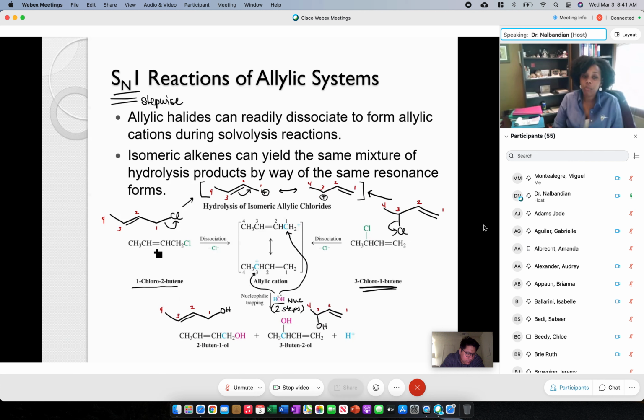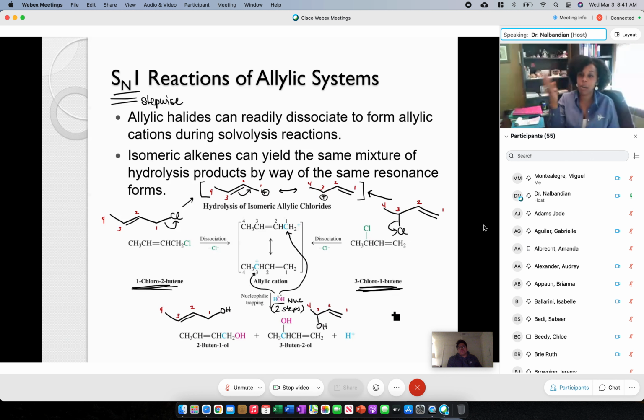So it doesn't matter if we start off with 1-chloro-2-butene or 3-chloro-1-butene, we're going to end up with the same product mixture because we end up with the same carbocations. We go from 3-chloro-butene to one of these carbocations that can access the other one, or 1-chloro-2-butene gets to one of these carbocations that can access the other one through resonance. So both of these resonance forms end up with 2 products here.